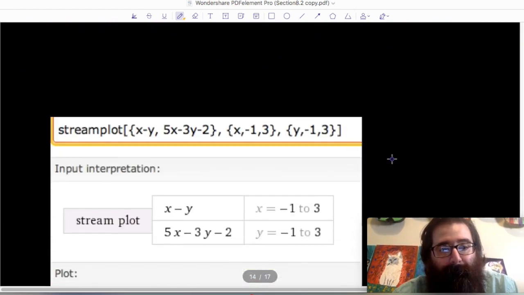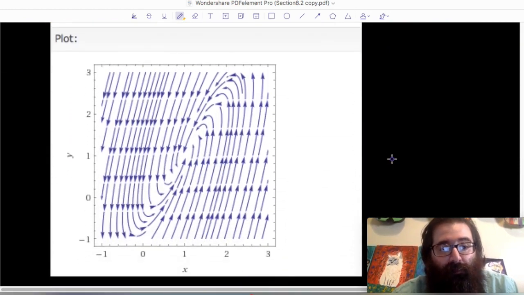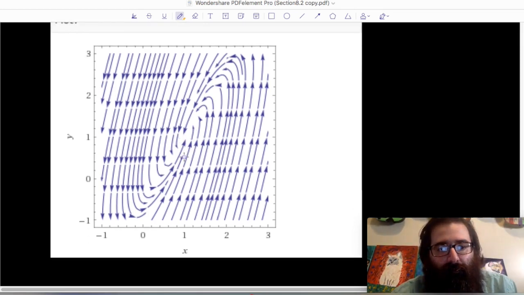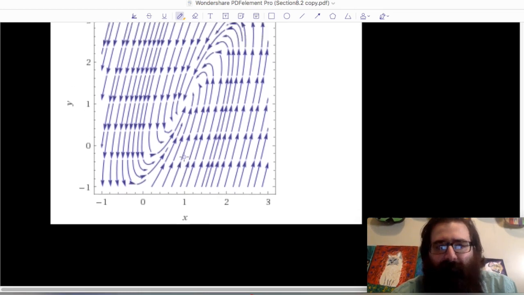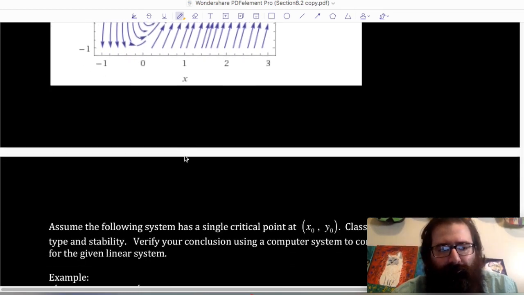Let's see. Face portrait, where are you? So here we're centered at 1, 1 for x and y. We got that spiral and our arrows are pointing in. So we are asymptotically stable spiral point. Looks great. I love that spiral effect.